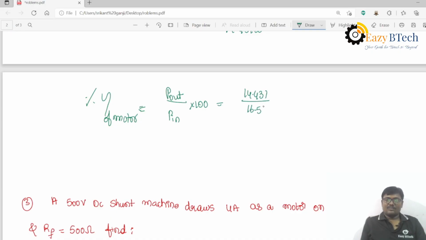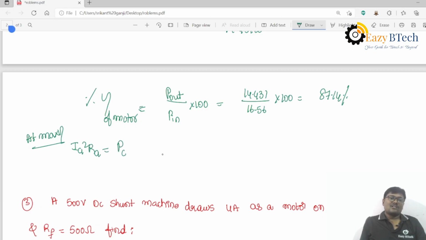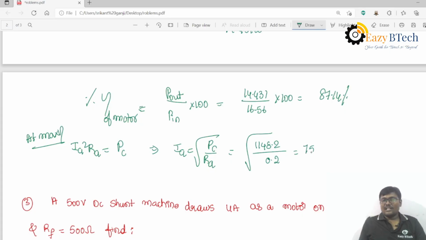14.431 divided by 16.56 kilowatts, kilo cancelled, then 87.14 percentage. And at maximum efficiency is very important, the variable losses is equal to constant losses. IA is equal to root of constant losses divided by RA. The constant losses is 1148.2. The armature resistance is 0.2. Then finally I got it as 75.76 amperes. So this is a very important problem.